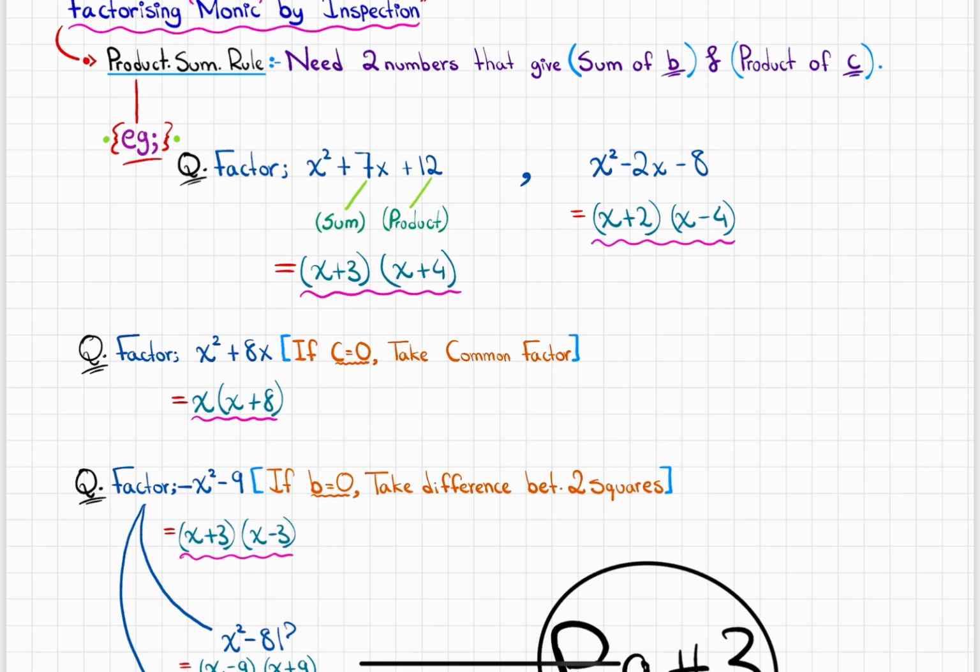Second example, x squared minus 2x minus 8. Two numbers that give you a product of negative 8 and a sum of negative 2. Plus 2 and minus 4. Plus 2 times minus 4 is negative 8, and plus 2 plus minus 4 is negative 2.